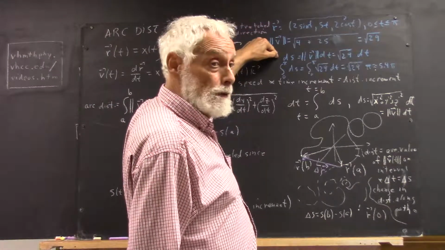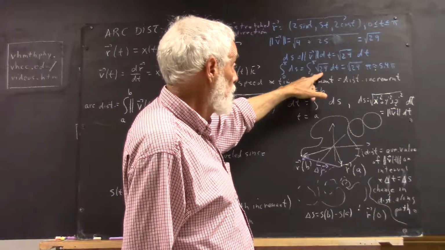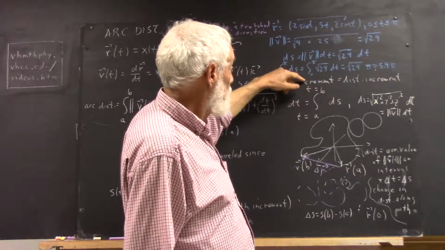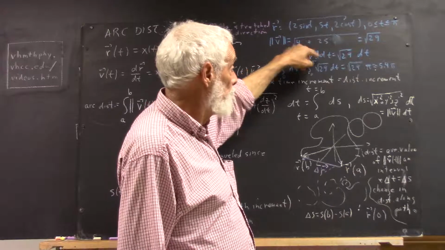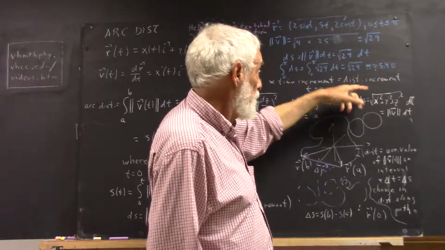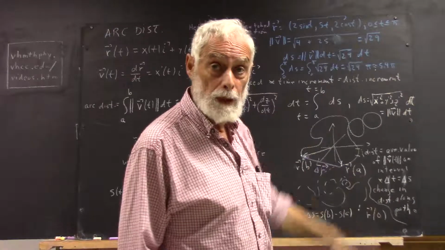Well, we just do the integral. We integrate ds, which means we integrate square root of 29 dt from t equals 0 to t equals pi, and we get what we get. And that's approximately 5.4 pi.